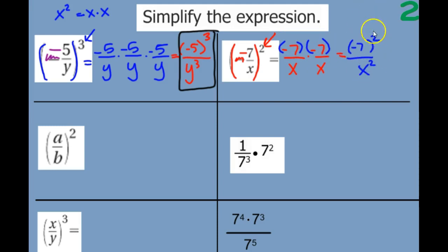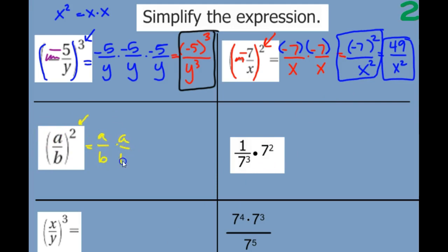Sometimes we evaluate the exponent if it's less than like 3. So if you want to multiply negative 7 times negative 7, makes a positive 49. That will give you an okay answer as well. I would accept either of these answers. Same thing here, we're going to write whatever's in parentheses 2 times. A over b, a over b. Now I know there's 2 a's, so not 2a, but a times a is a squared, and b times b is b squared. That's our answer.